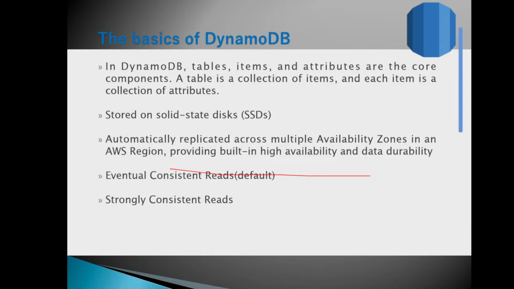Consistency: eventual consistency is the default consistency. It depends on how fast you want to read the data. If there is any change in the data, it will be updated in a little time with eventual consistency. If you want that data to be updated immediately, then you can go with strong consistency, with extra charges.